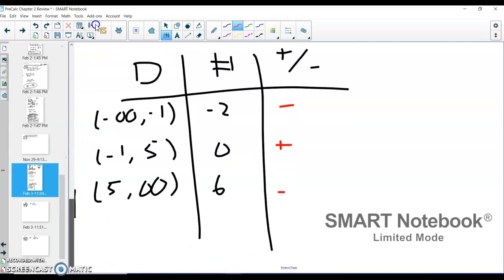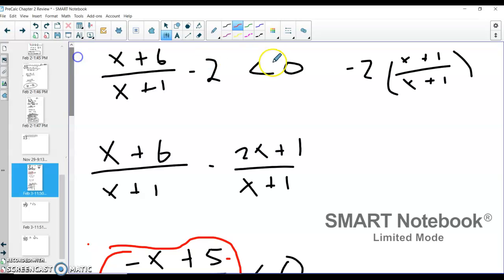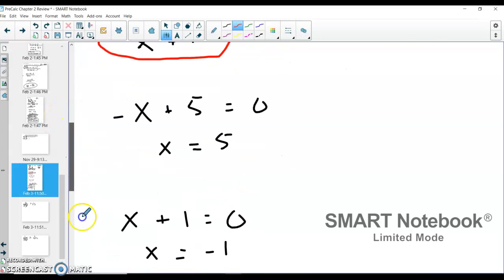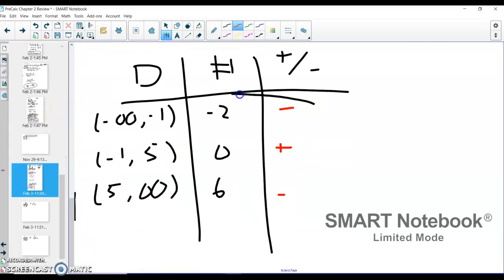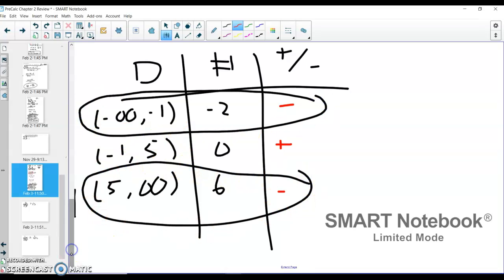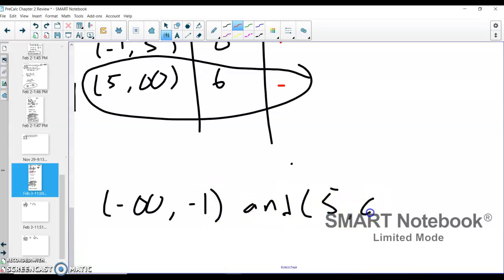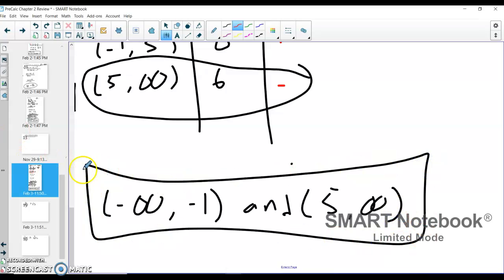In this problem, I am looking for things that are strictly less than 0. And so I'm going to choose the ones that are negative, and that would be this interval right here and this interval right here. And so I have two intervals in my solution. I have the interval negative infinity to negative 1, and I have the interval 5 to infinity. And that would be my answer, those two intervals.